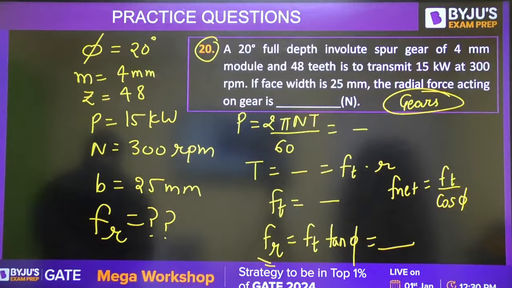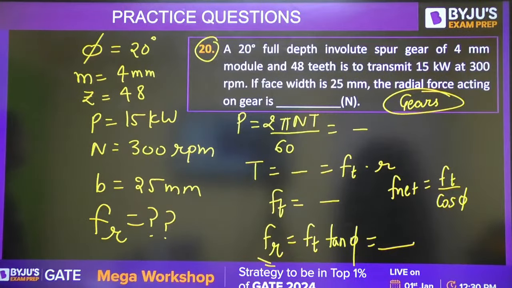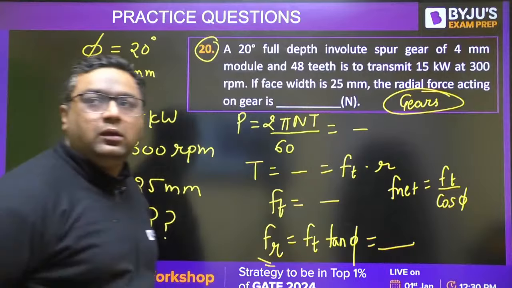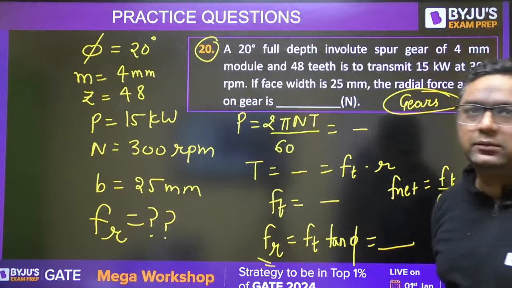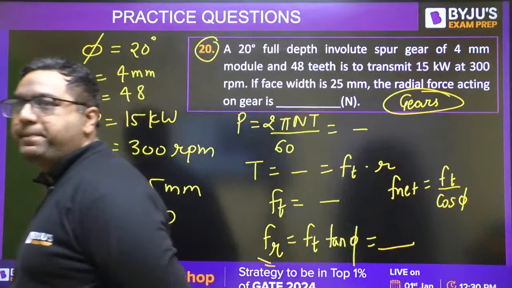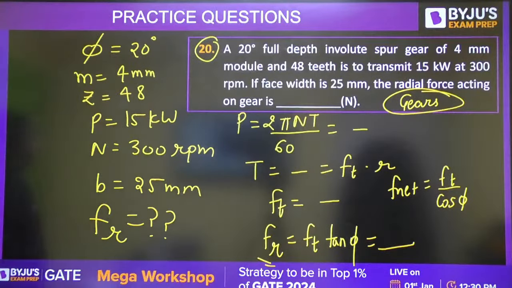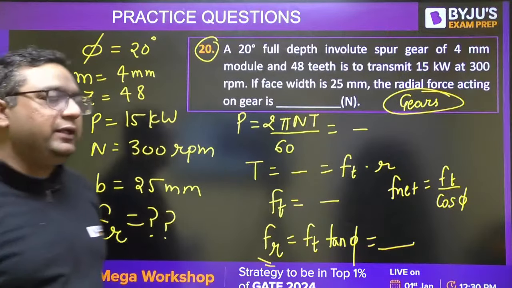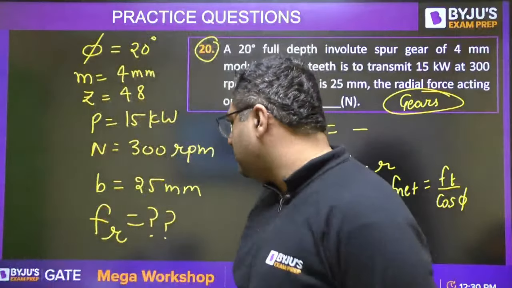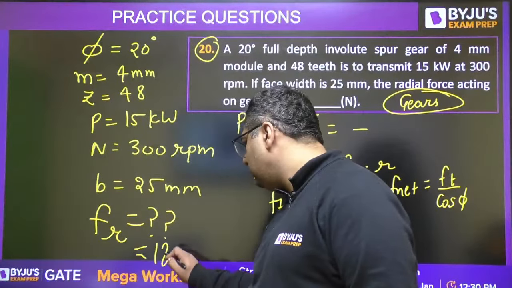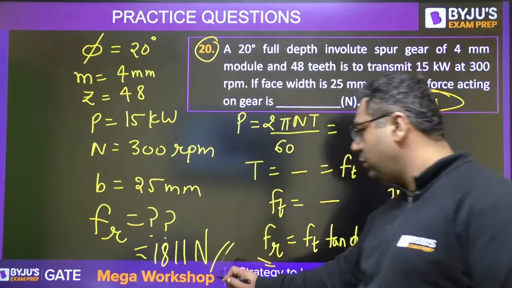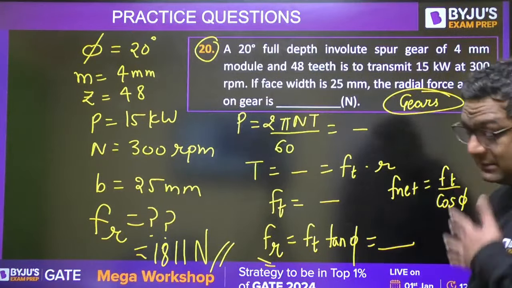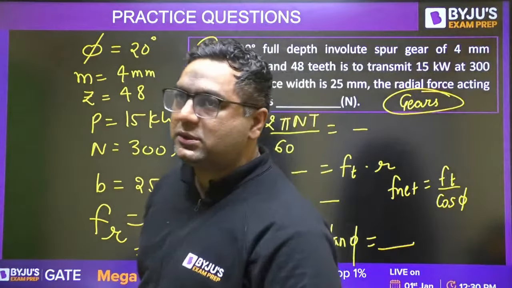Okay. So, Teju, Bhavya. Very good, guys. Kiran, very good. So your answer would be coming out to be 1811 Newton. So guys, we have completed these questions.